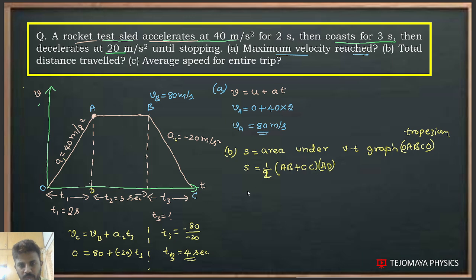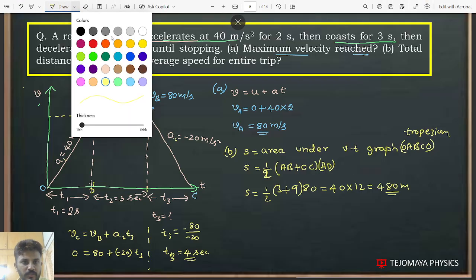Okay. So S is equal to half into AB, which is how much? This length, that is 3. OC is 2 plus 3 plus 4, that is 5 plus 4 is 9. Next, height is 80 because the velocity here is 80. So we have to take 80. How much is this? So that is 40 into 12, around 480 meters. I have answered the second question also in this.